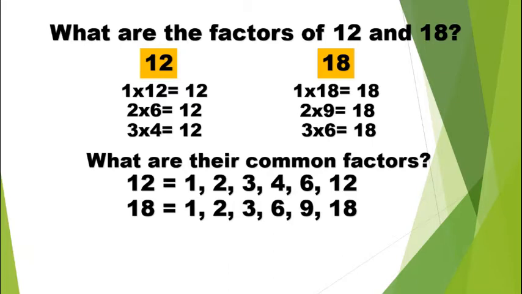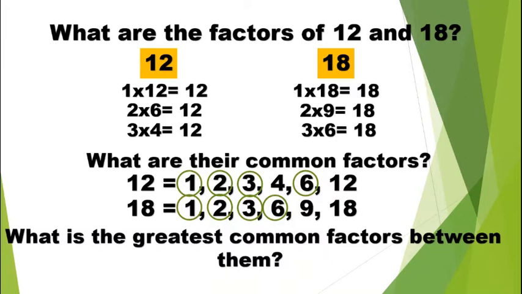So we have the question, what are their common factors? When you say common, they have the same factors. So that is 1, 2, 3, and 6. This is the common factors of 12 and 18. That would be 1, 2, 3, and 6 because they have the same factors.